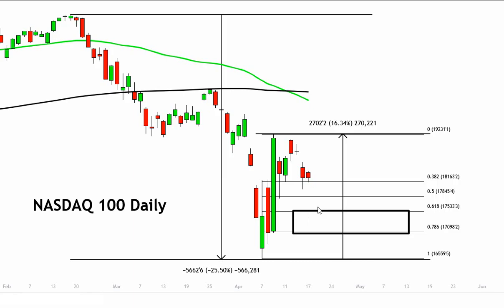But if we get a deeper sell-off, the golden pocket between 17,098 and 17,533 is the golden pocket for NASDAQ. Again, take out these lows, you've got the 200-week moving averages, but you have those bullish piercing candlesticks in the weekly time frame that might mark a bottom.